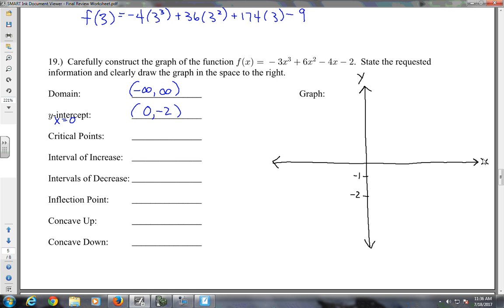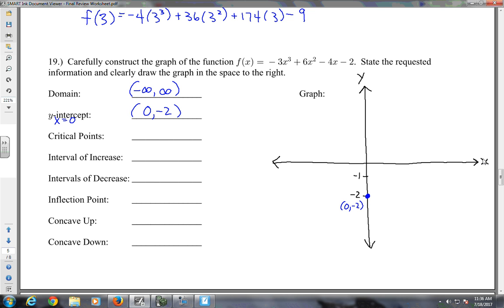All I know so far is my y-intercept is (0, -2). So I'll put that on there and label it. All right, so we got one point down. Next, we need the critical points, the interval of increase, the interval of decrease.